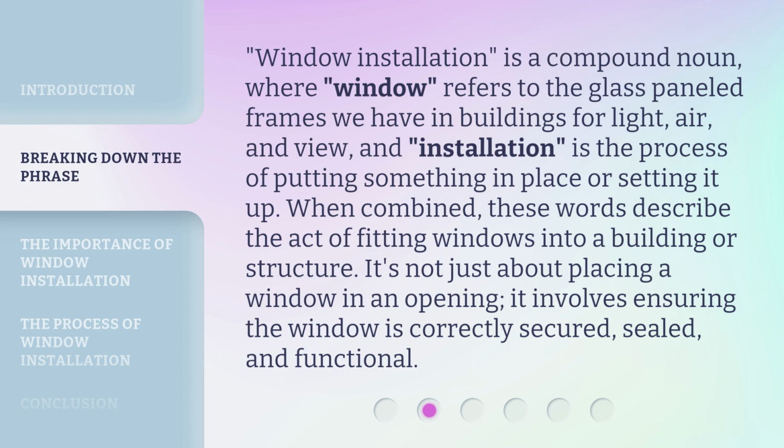Window installation is a compound noun, where window refers to the glass-paneled frames we have in buildings for light, air, and view, and installation is the process of putting something in place or setting it up. When combined, these words describe the act of fitting windows into a building or structure. It's not just about placing a window in an opening. It involves ensuring the window is correctly secured, sealed, and functional.